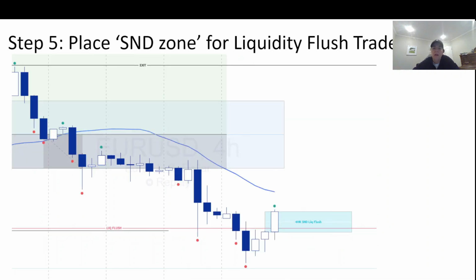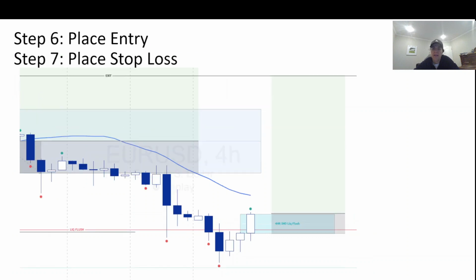Okay. So we're going to, again, just set up your S&D zone on the body of this candle. And the slight nuance here for the liquidity flush trades is our entry is going to be immediate. Okay, we're not going to go back to the 50% mark. We're just going to trade the full. So it's almost a market entry, and your stop loss goes at the body.